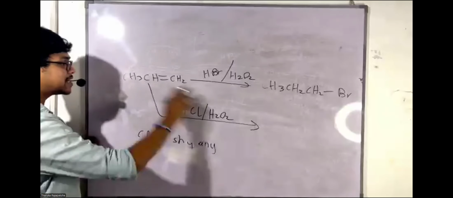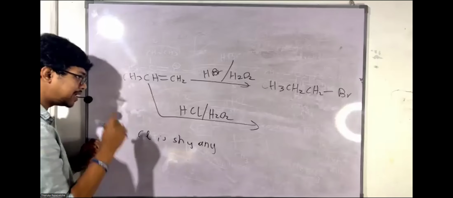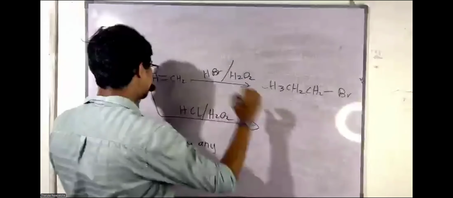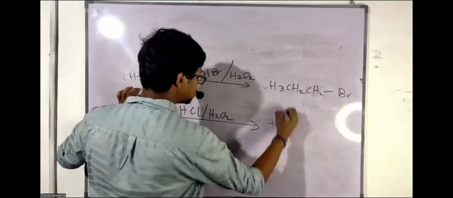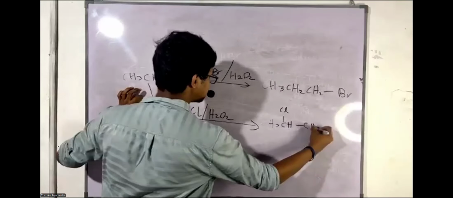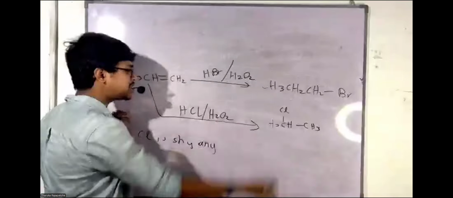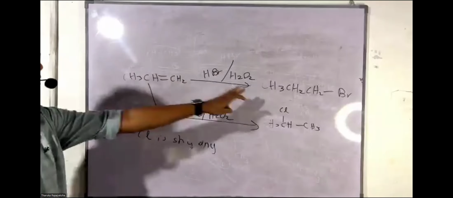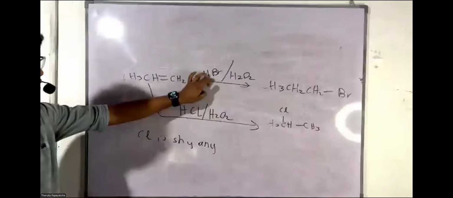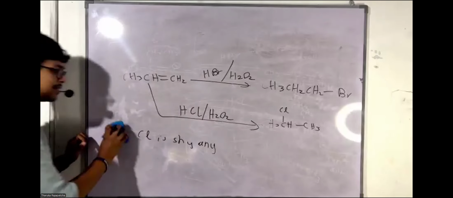She can never attach to the terminal carbon. Chlorine is never capable of doing that. Even if you had H2O2, nothing like that will happen. So CH3, CHCl, CH3 is the product. So even though you add H2O2, it has no effect. So you don't add H2O2 normally. It's useless. It only works for HBr. It does not work for HCl.